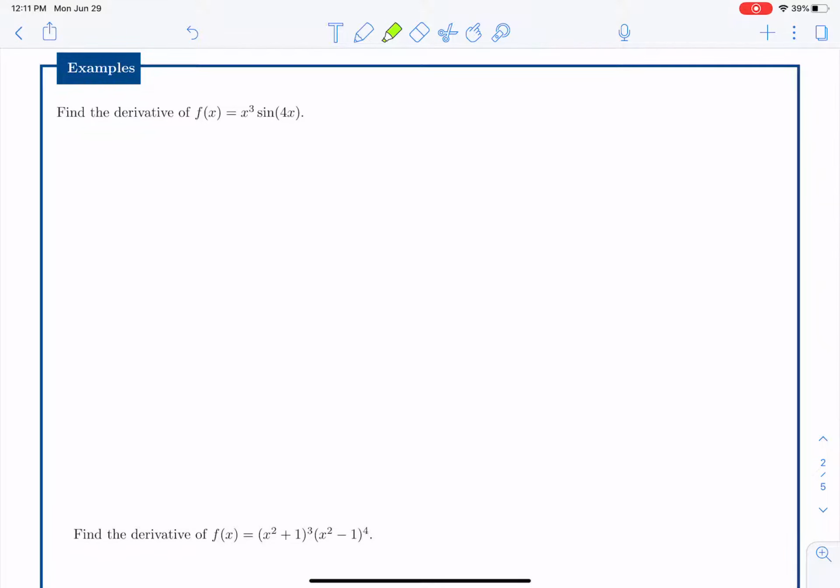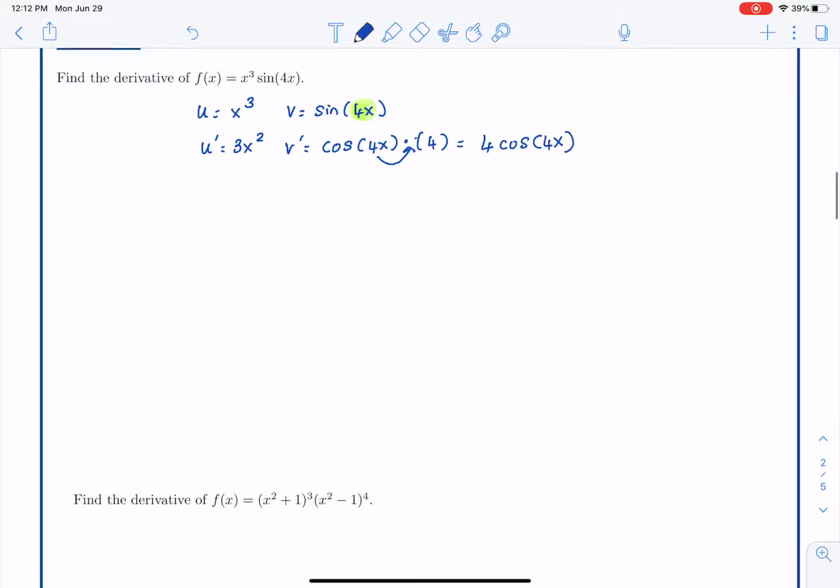So here we have f of x is equal to x cubed times sine 4x. U is x cubed. V is sine 4x. U prime is easy, simply 3x squared. V prime, on the other hand, is not simply cosine 4x. The reason being, if this were to be x, the answer would simply be cosine x. But we have sine 4x, so the derivative is cosine 4x multiplied by the derivative of the function that is inside, so we would have 4. So v prime is actually 4 times cosine 4x.